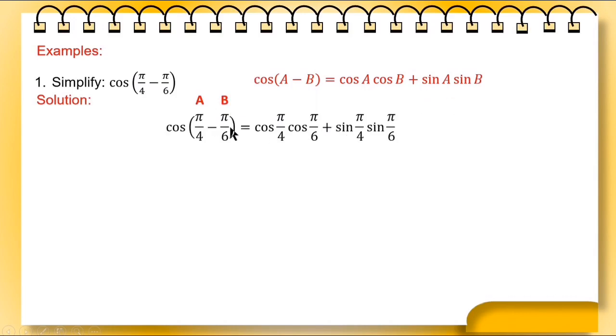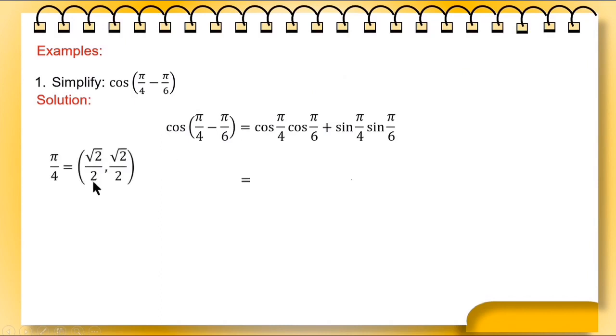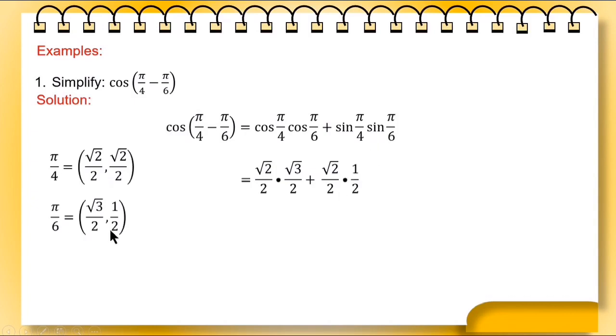Recall that pi over 4 has coordinates square root of 2 over 2 and square root of 2 over 2. And cosine is equal to x while sine is equal to y. So cosine pi over 4 is equal to square root of 2 over 2, the x value. Times, also remember that pi over 6 has coordinates square root of 3 over 2 and 1/2. Thus, cosine pi over 6 is equal to square root of 3 over 2, the x coordinate. Plus, sine pi over 4 is square root of 2 over 2, the y value, times sine pi over 6, which is 1/2 the y value.